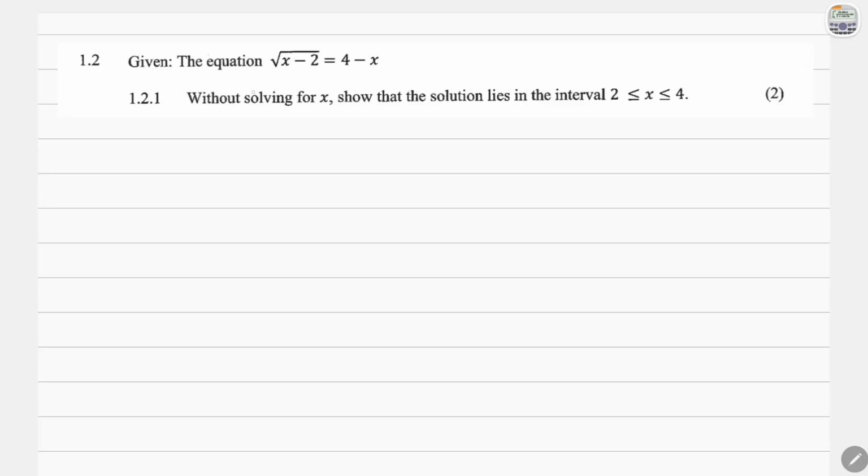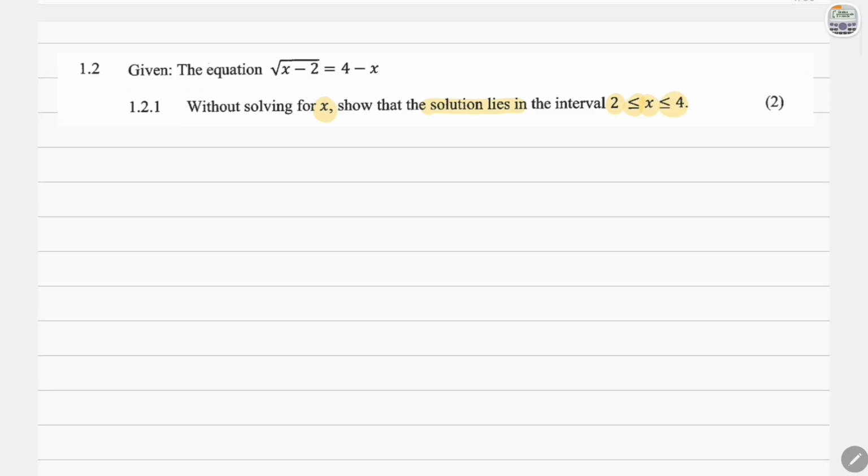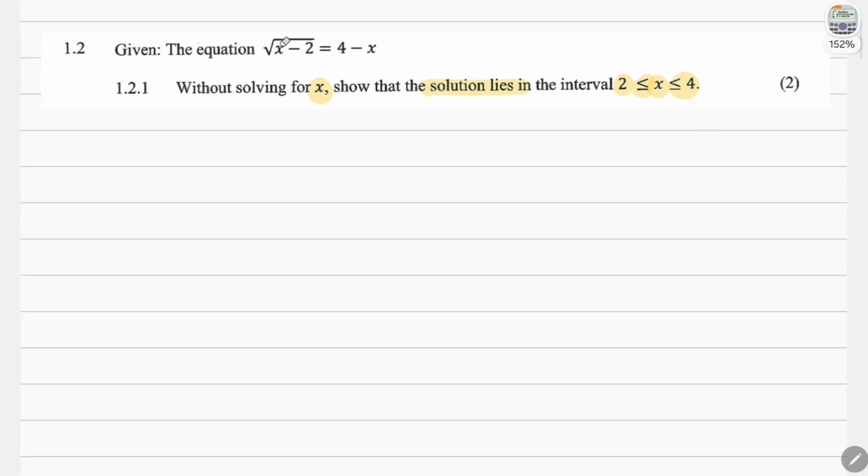Question 1.2 says, given the equation, the square root of x minus 2 is equal to 4 minus x, then 1.2.1 says, without solving for x, show that the solution lies in the interval where x is greater than or equal to 2, but less than or equal to 4. So we're not solving for x, but we need to show that the solution that we're going to get, if we did solve for x, would lie within this interval, between 2 all the way to 4. Let's look at this equation. The square root of x minus 2 is equal to 4 minus x.